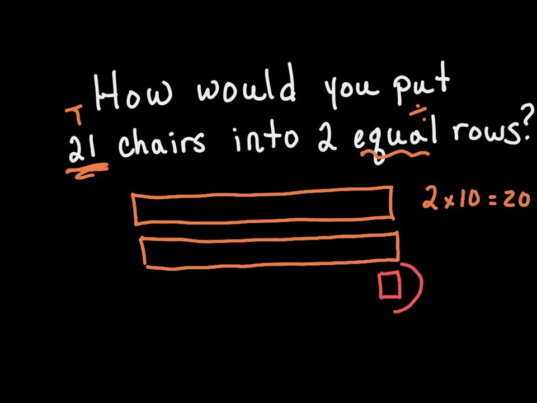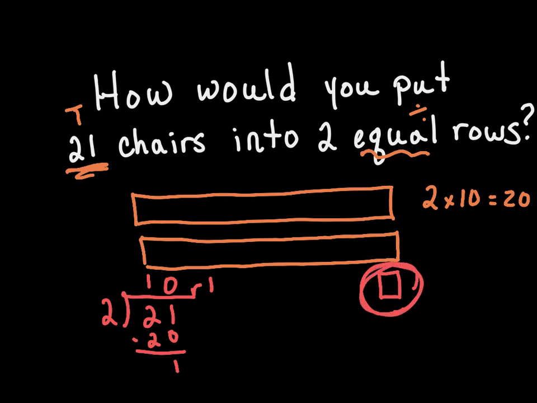So one chair is going to be left out. And this, my friends, is called a remainder. So if we actually show division, because 2 goes into 21 10 times, we would have a remainder of 1, 10 remainder 1. So we could not get 21 chairs in equal rows because one chair would be left out.